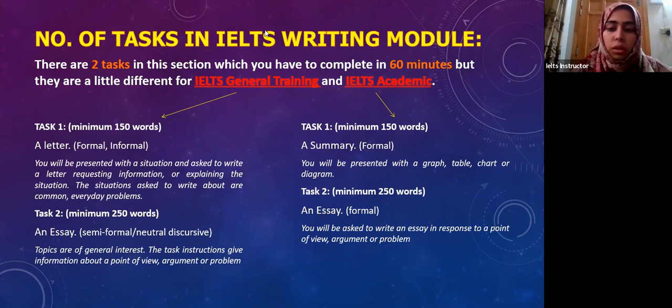Okay, so as I said, the number of tasks in both the modules is the same. The only difference is task one. In IELTS general training, we discussed that as well. In IELTS general training, the task one is about a letter, whereas in IELTS academic, which we are going to study today, task one is about a summary. Okay. The essay part is almost the same. The only difference is that your tone or topic is usually formal in IELTS academic, whereas in IELTS general, it's semi-formal or neutral. All right.